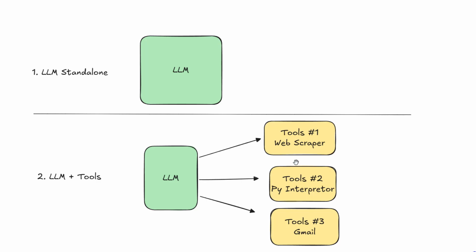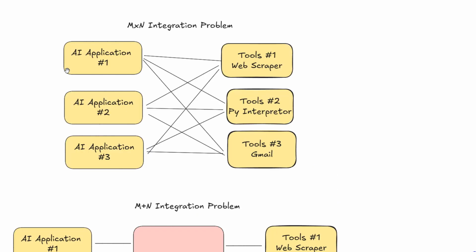Every tool has its own API, its own docs, its own quirks. It's like speaking 5 different languages with 5 different translators. One of the big challenges when building AI apps is something called the integration problem. The M times N integration problem refers to the difficulty of connecting M different AI applications to N different external tools or data sources, especially when there's no standard way to do it.